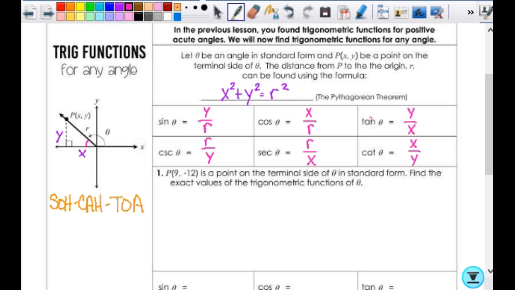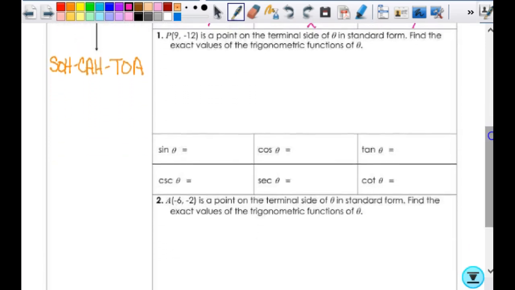Okay? So, number one says, point P, which is at (9, -12), is a point on the terminal side of theta in standard form. Find the exact values of the trigonometric functions of theta. All right, so we need to draw a little picture here. So I'm going to draw my little x and y axis. This point here, (9, -12), is going to be in the fourth quadrant because I have a positive 9 and a negative 12. So (9, -12) would be somewhere kind of like that. And so here would be the radius part of that. Right? There's my little triangle.